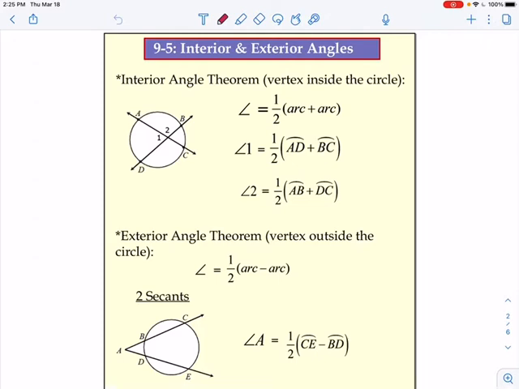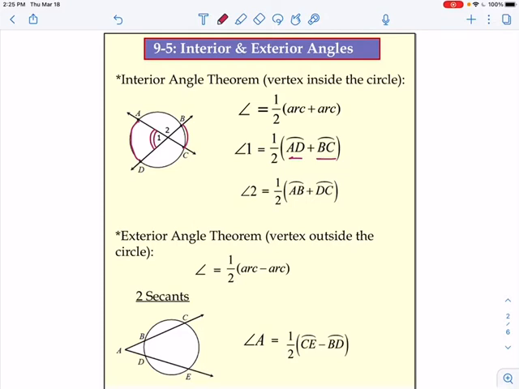That means that the measure of the angle is going to be 1/2 of the sum of the two arcs that it intercepts. So in other words, if we wanted to know the measure of angle 1, the two arcs that angle 1 intercepts are AD and BC. So I would add the measure of arc AD and BC together and then take 1/2 of that, and that would give me the measure of angle 1.